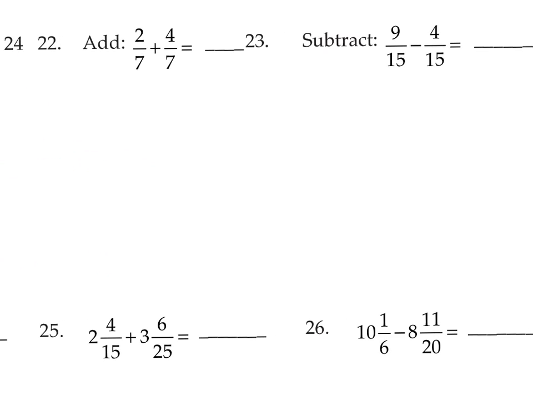All right, we're going to add fractions. 2/7 plus 4/7. To add fractions, they have to have the same denominator, and the denominator of your sum will also be the same number. So I know there's going to be a 7 in the denominator. To add or subtract fractions, you just add or subtract the top, the numerator. So 2 plus 4 is 6. So this turns out to be 6/7.